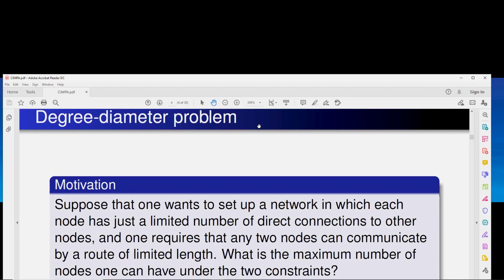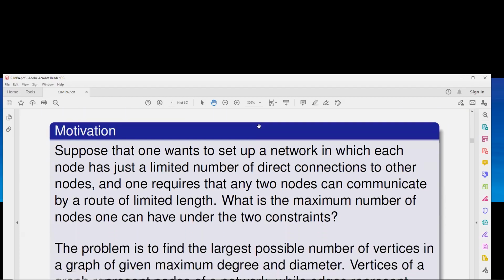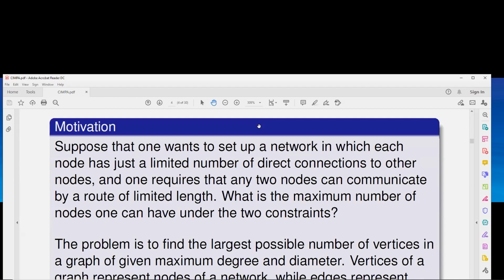Why is this useful? Because if we want to have some large network, we are limited. Let's say we have 1 million computers in the network. We cannot connect one computer to 999,000 of the other computers, right? And also if we have 1 million computers, the network wouldn't be efficient if you connect the first one to the second one, the second one to the third one, the third one to the fourth one, and so on.